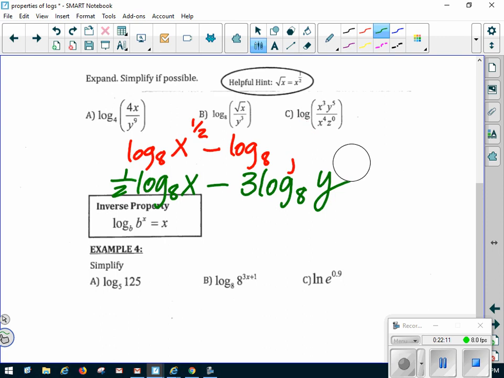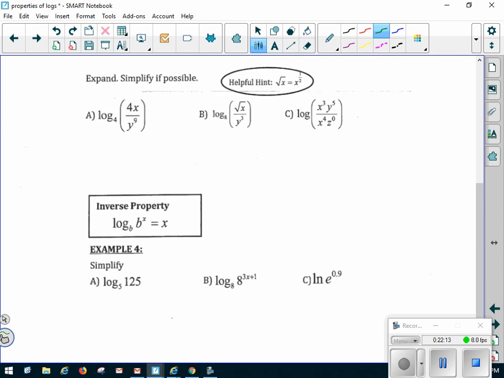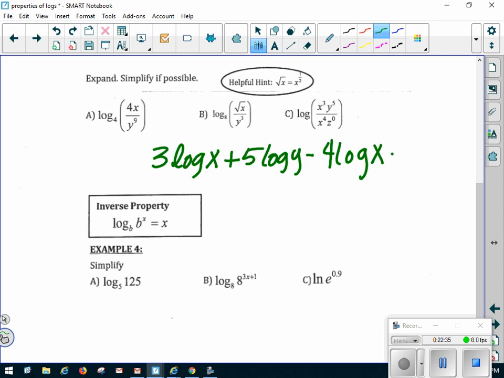C. Can you do it all at once? All right, go. 3 log x plus 5 log y minus 4 log x minus 1.